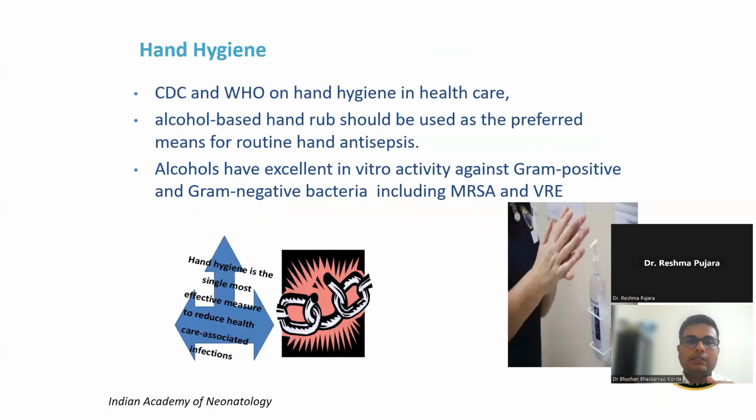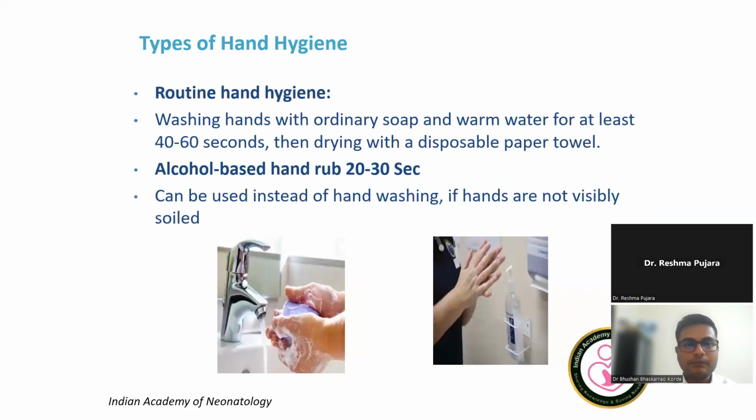So for hand hygiene, CDC and WHO have given certain guidelines. They always stress hand washing for 40 to 60 seconds with soap and water. That is the most preferable method. You can use antiseptics containing chlorhexidine and alcohol in some cases. They are active against gram positive and gram negative bacteria, including MRSA, but always go with hand wash.